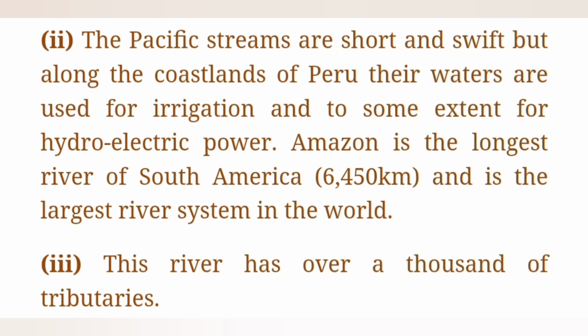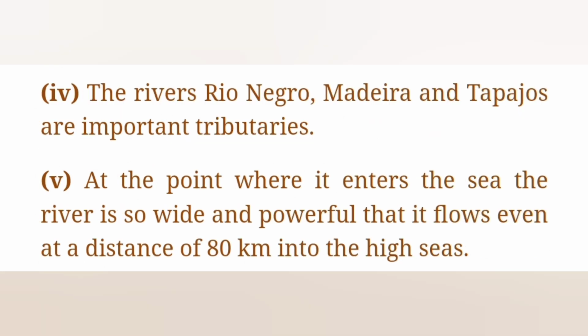Amazon is the longest river of South America, 6,450 kilometers, and is the largest river system in the world. Then third point, this river has over 1,000 tributaries. Fourth point, the rivers Rio Negro, then Madeira and Tapajos are the important tributaries. Fifth point, at the point where it enters the sea, the river is so wide and powerful that it flows even at a distance of 80 km into the high seas.